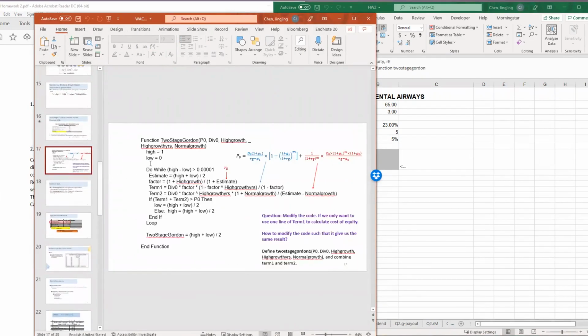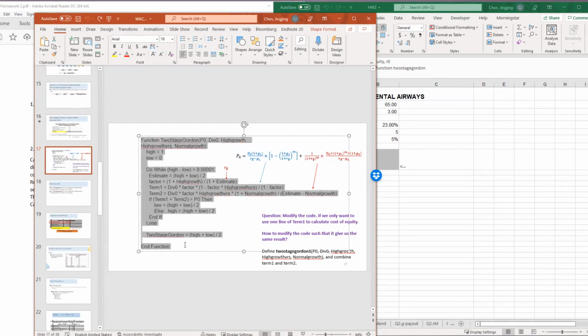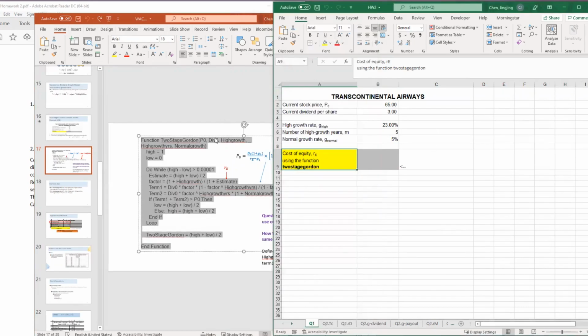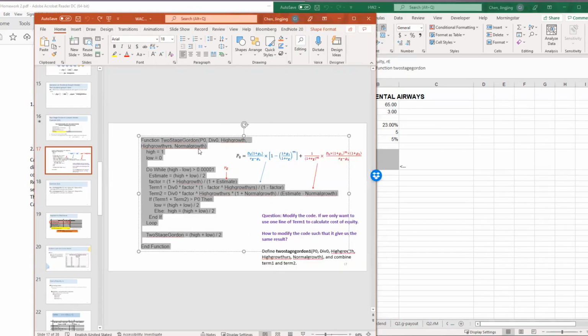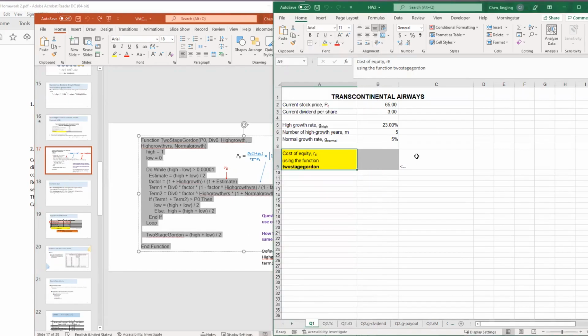And I believe we have already covered how to understand the code here. Basically, there is a loop here. So we're using the top checking loop using loop while. And you can also change it to loop until, and you can also change it to another way of expressing the equation, the formula for calculating the multi-stage dividend growth model. So I'm going to just use this function, but you are free to use your own way of calculating the two-stage Gordon model, as long as your final result is consistent with, or close enough to, the true value for cost of equity.